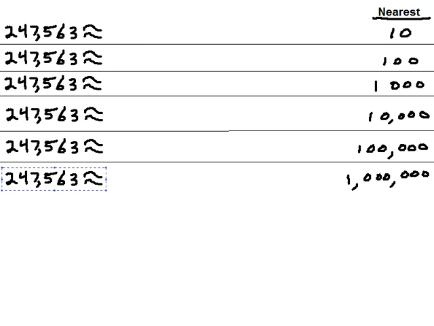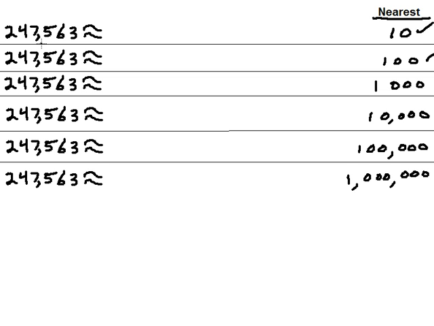Let's now try this rounding procedure with a number, and we're going to round to the nearest 10, the nearest 100, and so on. As if we're counting by tens, what would this number be closest to? Would it be closer to 247,550, 247,560, 247,570, 247,580, and so on? Let's use our math procedure.